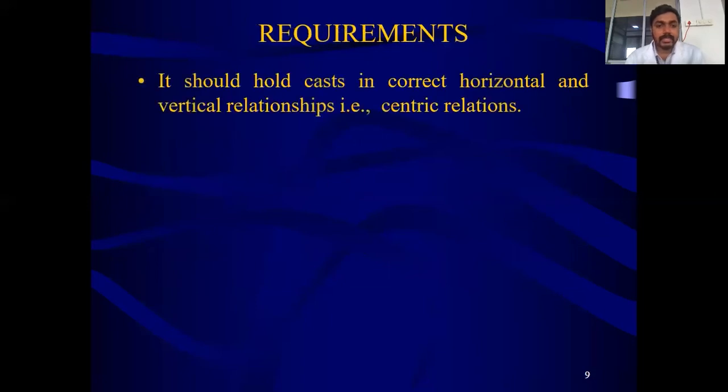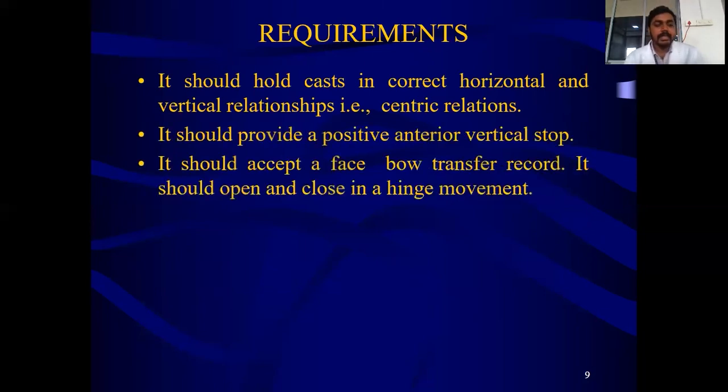What are the requirements of an articulator? The requirements mean what are the basic qualities an articulator should possess. That is, it should hold the cast in a correct horizontal and vertical relationship. So when we take an interocclusal record or a centric relation record, that record should be maintained in the articulator. It should hold the cast in both the horizontal and vertical relationship without any changes. Then it should provide a positive anterior vertical stop. It should accept a facebow transfer record. It should open and close in a hinge movement.